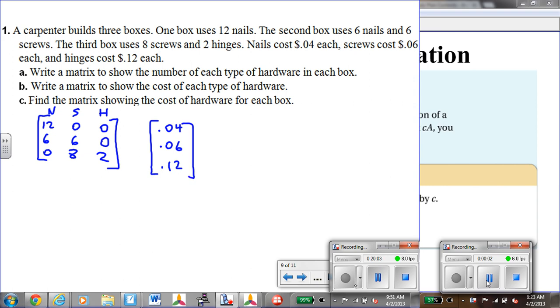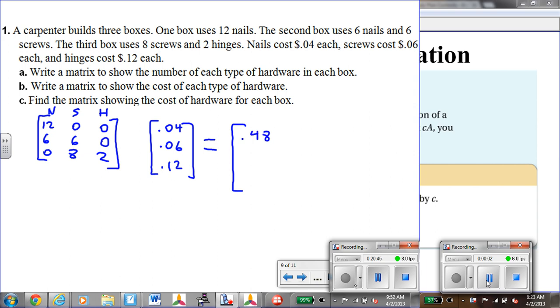So there's a matrix showing the cost of each type of hardware, and it says find the matrix showing the cost of hardware for each box. So don't you have to multiply it? Yeah. So for each box, we have a 3 by 3 times a 3 by 1. We're going to end up with a 3 by 1, right? Which makes sense because it'll be box 1, box 2, and box 3. So we would multiply these two together to get our new matrix. What is 12 times 4 cents? 48 cents?